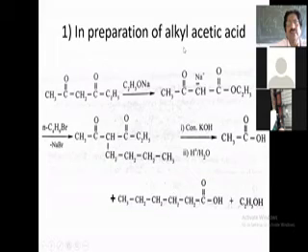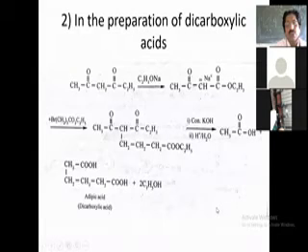That is the first, the preparation of alkyl acetic acids. Now the second one is the preparation of dicarboxylic acids. Once again, the reaction is almost the same. The first step is the same. The ethyl acetoacetate is treated with the same sodium ethoxide, and you get the same intermediate compound. Now this is treated with this group.